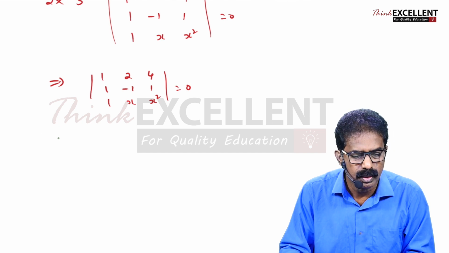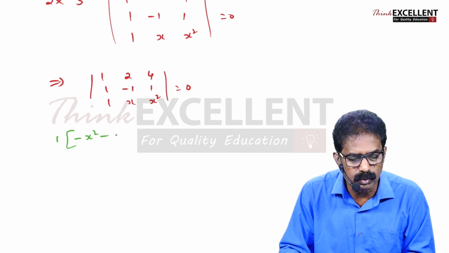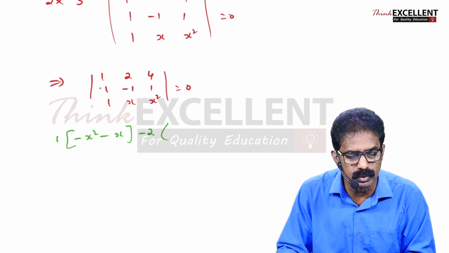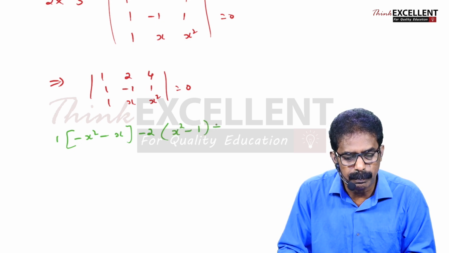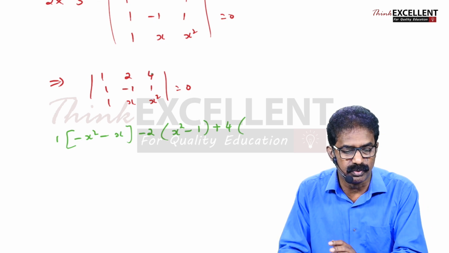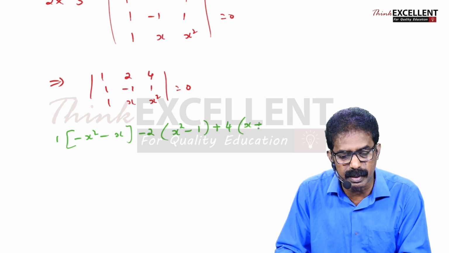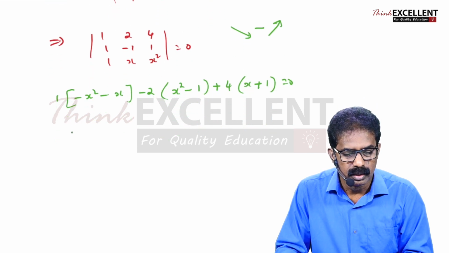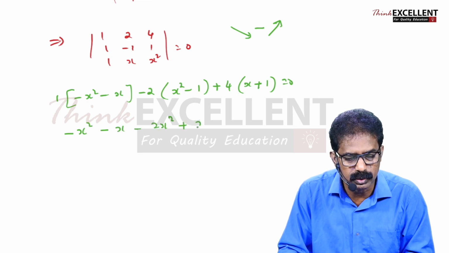So 1 into, leave the row and column, minus x square, minus x into 1 is x. Take the second number. When you take the second number, you change the sign. If it is plus 2, you write minus 2 into, leave that row, that column, 1 into x square minus 1 into 1 is 1. Plus 4 into, last one, third number, you write as it is. 4 into, leave the row and column, 1 into x minus 1 into minus 1 is minus minus 1, equal to 0. Always you multiply these 2, put a minus, then you multiply the other 2. So minus x square minus x minus 2x square plus 2 plus 4x plus 4 equal to 0.